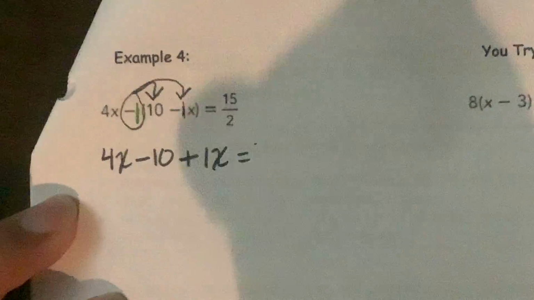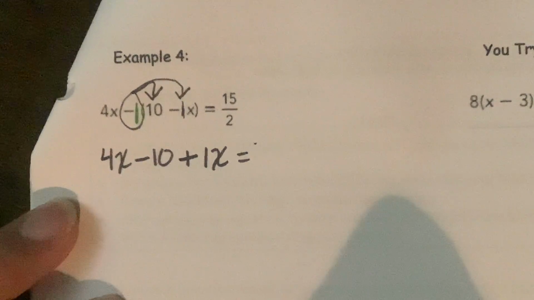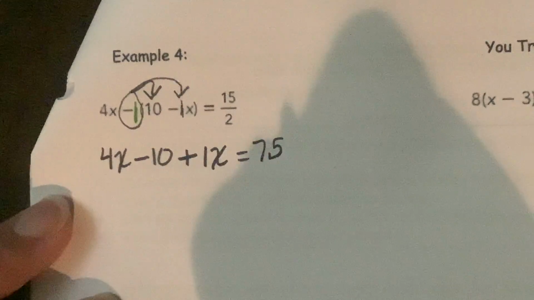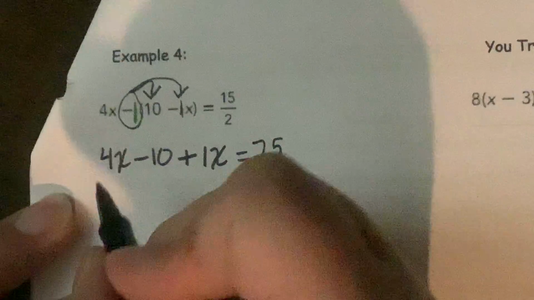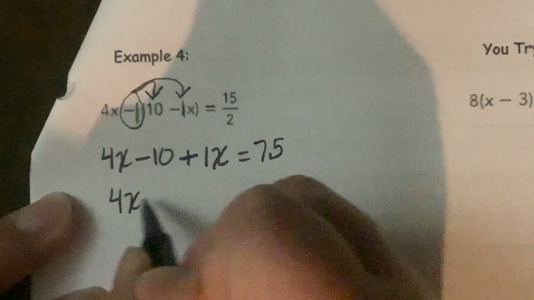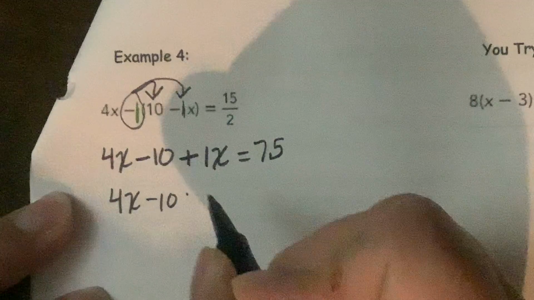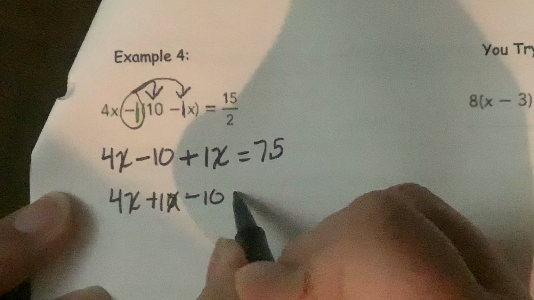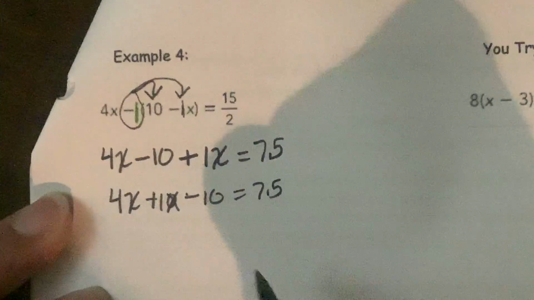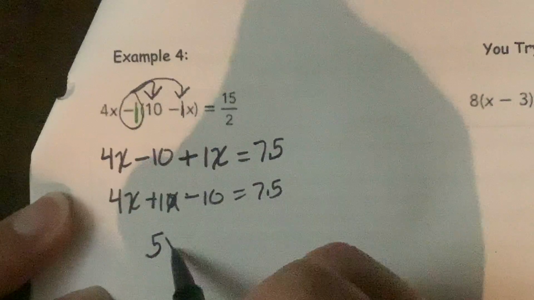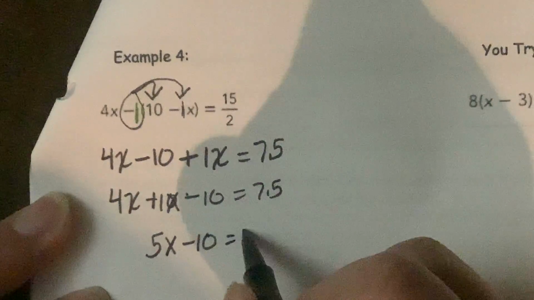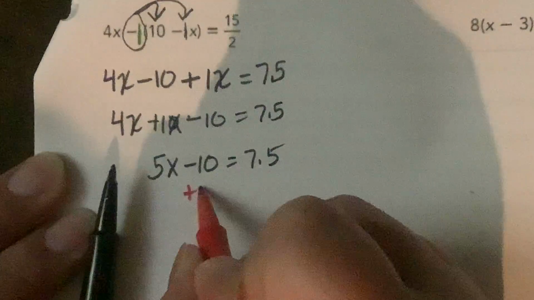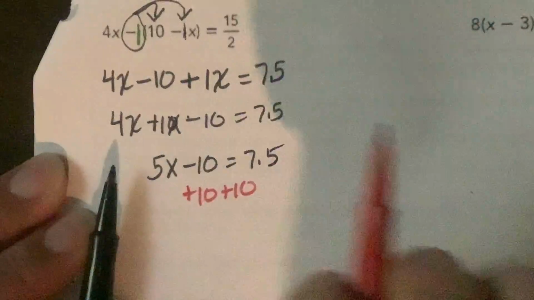7.5. Oh, did you really just do that? Did you change that to a decimal in your head? Yeah, I did. Sometimes I do that. I want to see if it works. All right, rewrite this. 4x minus 10. Oh, whoops. 4x plus 1x minus 10 equals 7.5. 4x plus 1x is 5x minus 10, 7.5. I'm going to add 10 to both sides, plus 10, plus 10.